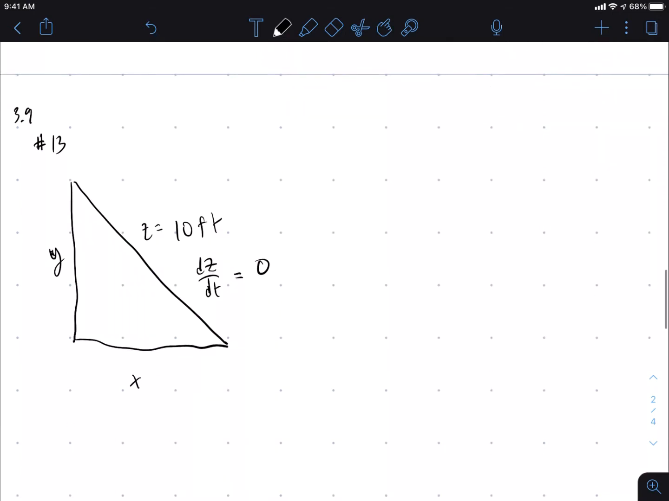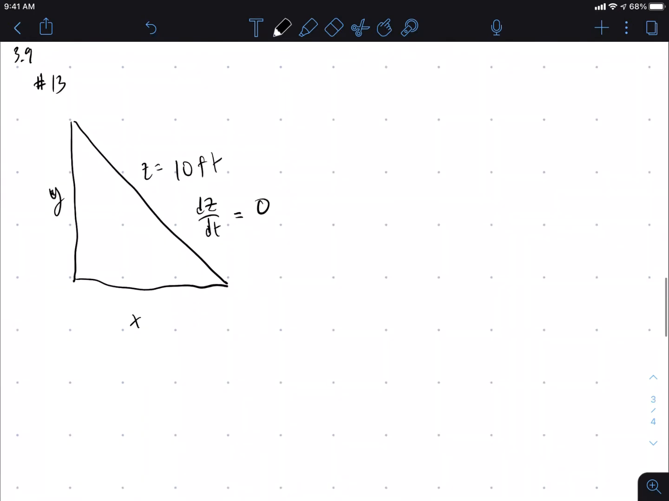So in my problem, it's a 10 feet long ladder, rests against a vertical wall. If the bottom of the ladder is falling away from the wall at a rate of dx dt is 0.9 feet per second, how fast is the angle between the ladder and the ground changing when x is 8 feet? So we're trying to find the angle's change. If the ladder is coming down, what's happening to that angle where the base of the ladder is to the ground?